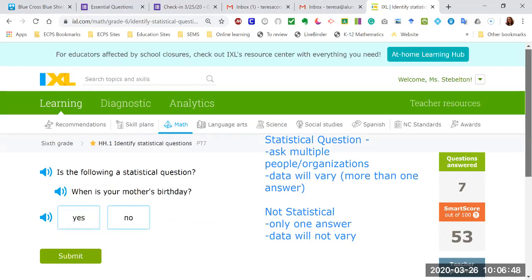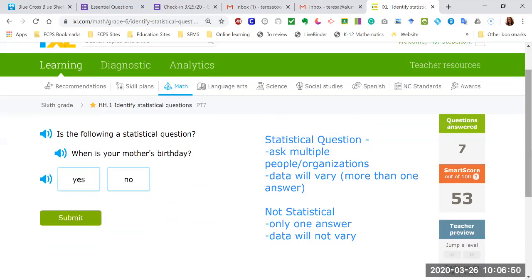When is your mother's birthday? If it's only, again, only asking one person, you, then that would not vary at all.